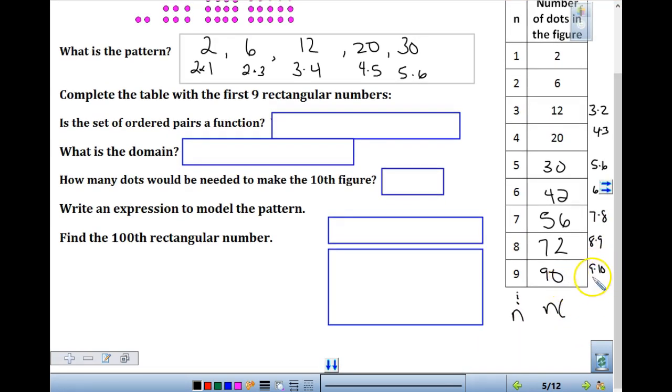How is 10 related to 9? If this is 9, how do I get 10? I do what to 9? Add 1. So this is going to be n, and this is going to be n plus 1.